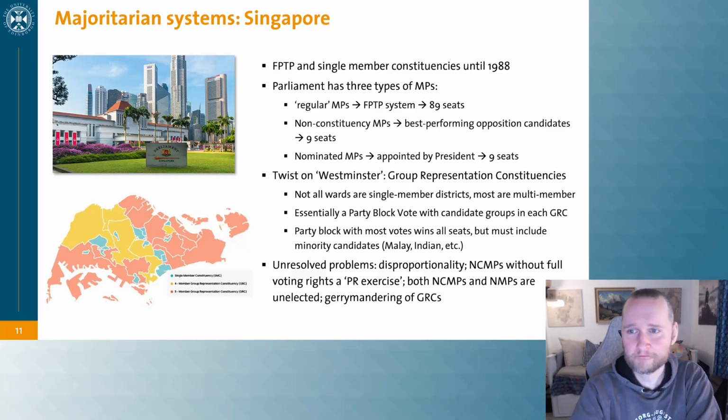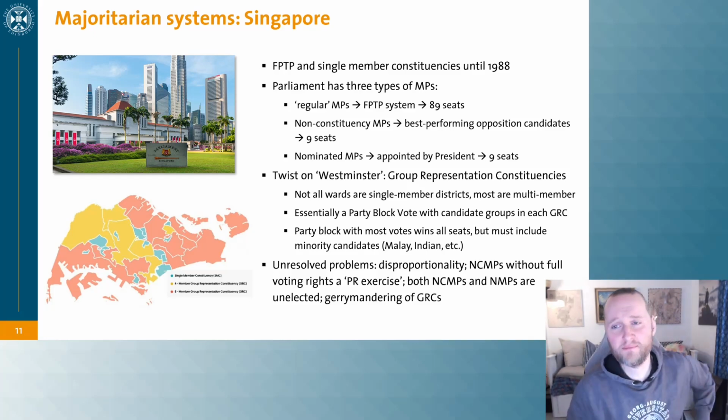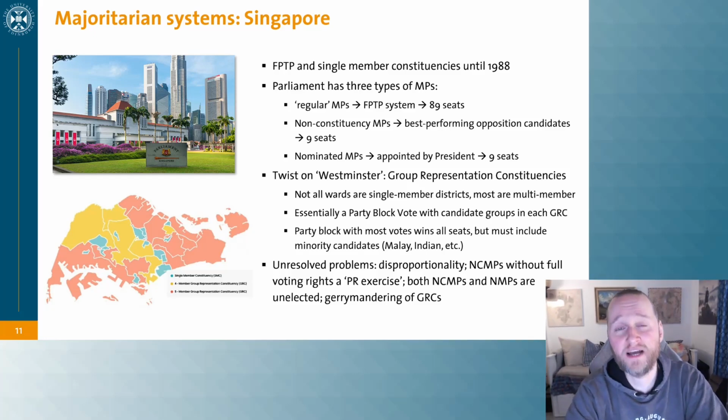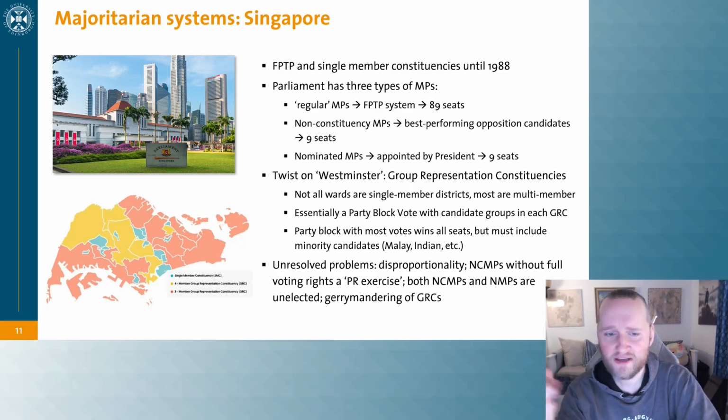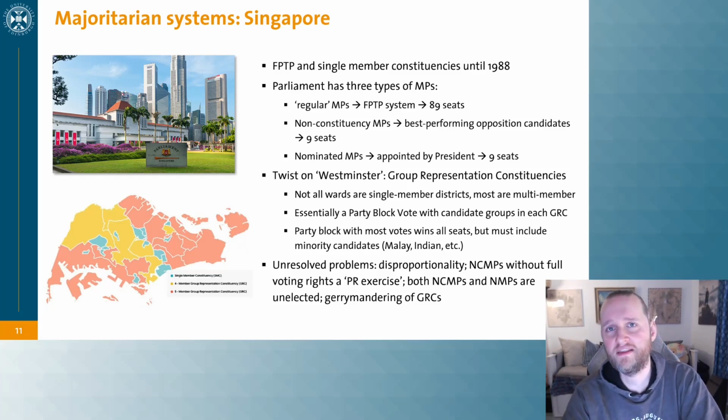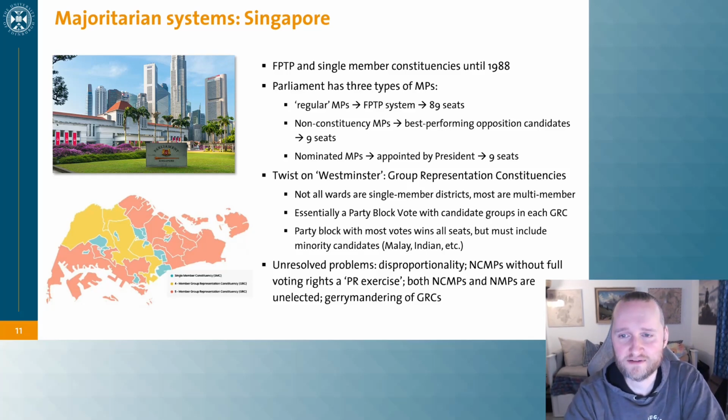The parliament has three types of members. The first are regular members of parliament. These are elected in the first past the post system, and these fill 89 seats. This works exactly like in the UK. You have districts that elect exactly one member that then takes their seat in parliament.